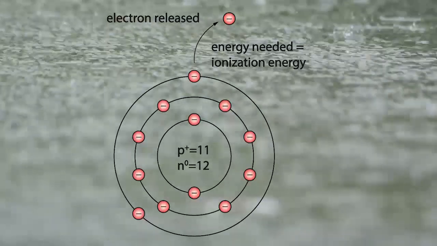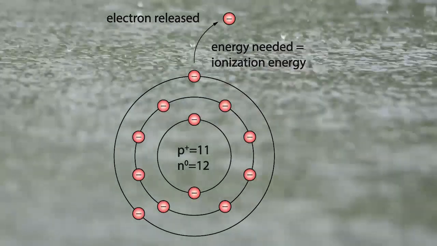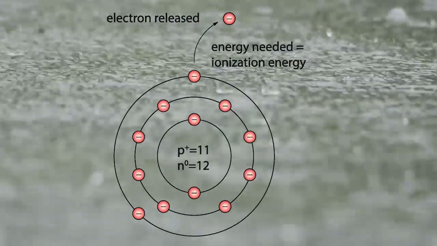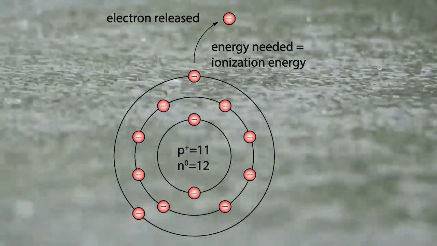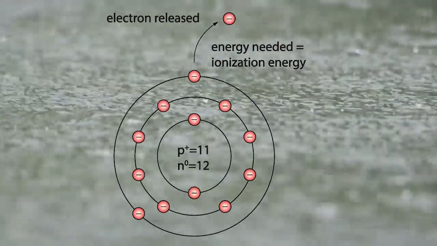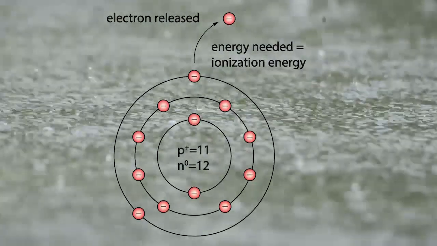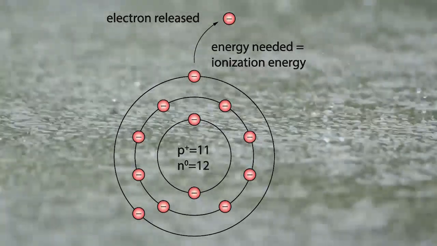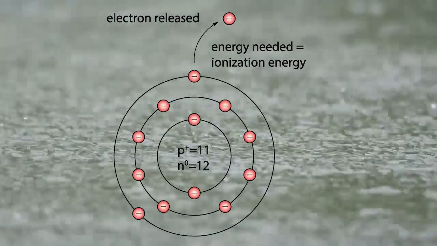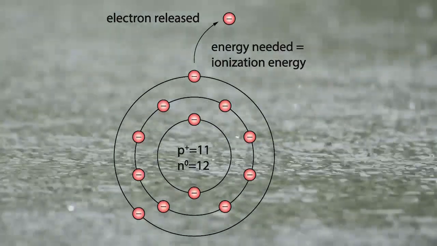Ionization energy describes how much energy it takes to remove an electron from the atom. The higher the ionization energy, the harder it is to remove the electron. As the atom gets smaller, the force between the nucleus and the electron increases, increasing the ionization energy. As you go down a group and the atoms get larger, the reverse happens to ionization energy.